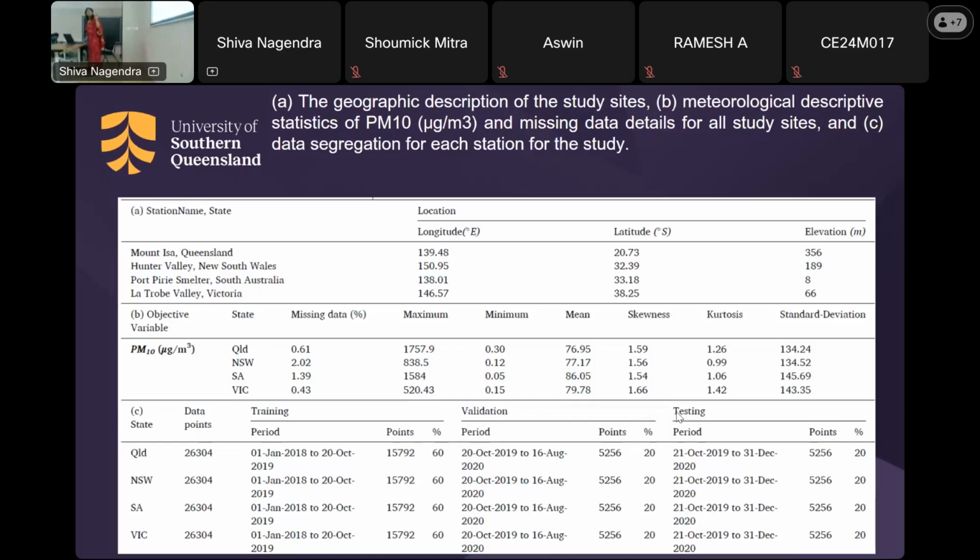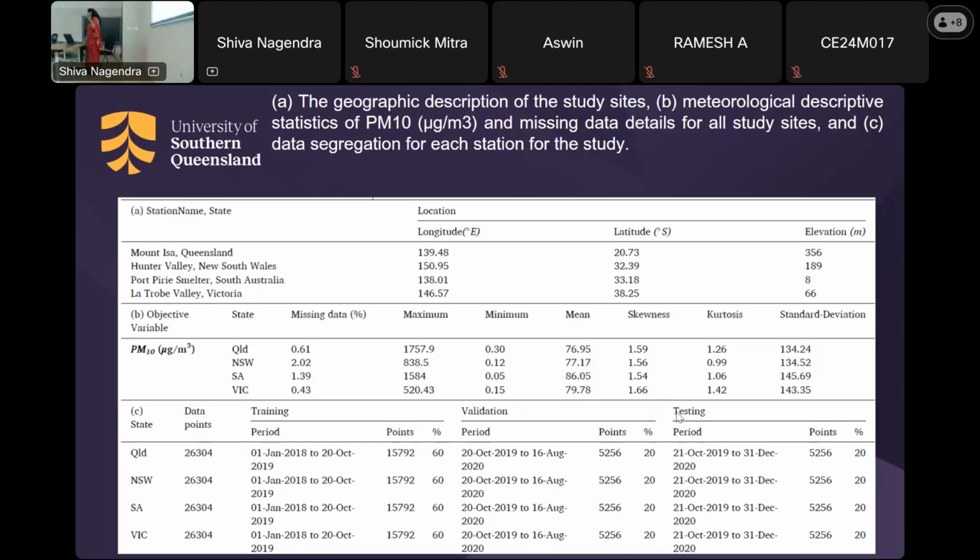So this is just a geographic description. Whenever we have to use machine learning, it's very important for us to understand the results and why those results happen. For example, if a site is very elevated, was that a reason that it had less PM2.5 concentration, or vice versa? What is the longitude, latitude, and then we are taking care of the missing data.